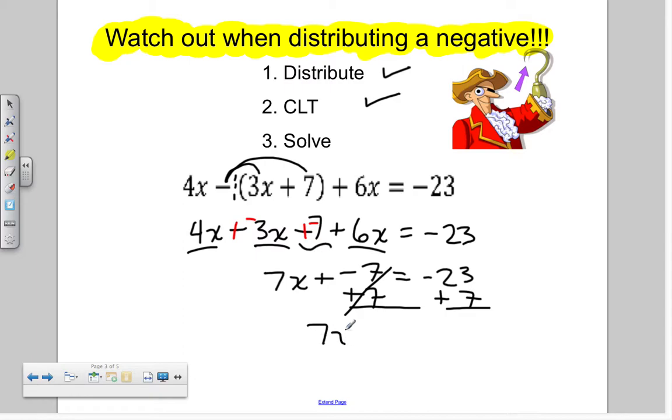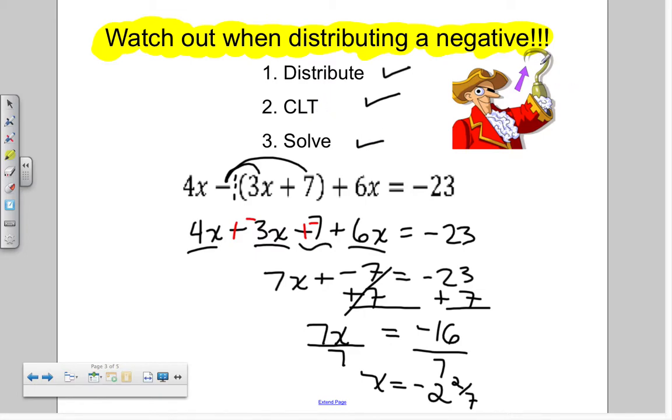And I have 7x equals negative 23 minus 7, which should give me negative 16. Divide by 7. X is negative 16 sevenths. Well, it's going to be negative because there's only one negative, and I can write it as a mixed fraction, negative 2 and 2 sevenths. Okay, I solved, and I'm good.